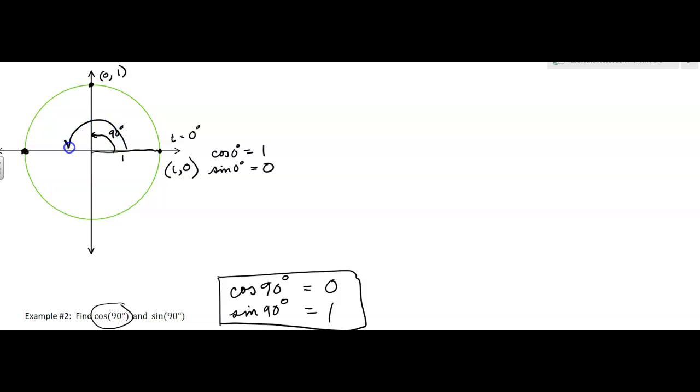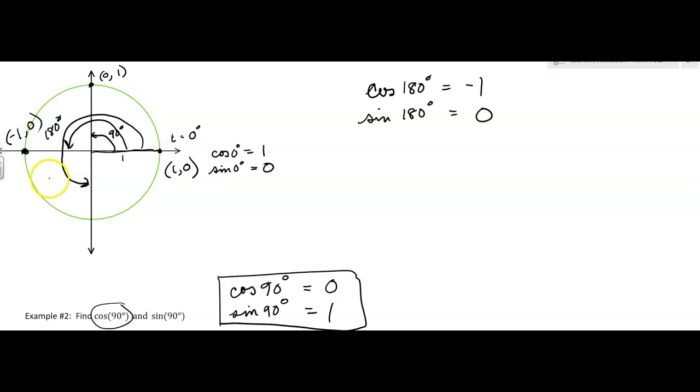Now that's going to be 180 degrees. And the coordinates for that point are going to be -1, 0. Okay? So the sine, or I'll do cosine first. The cosine of 180 degrees, that's the x value, -1, and the sine of 180 degrees is going to equal 0. And then now we're going to go all the way around to this quadrantal angle, 270 degrees.